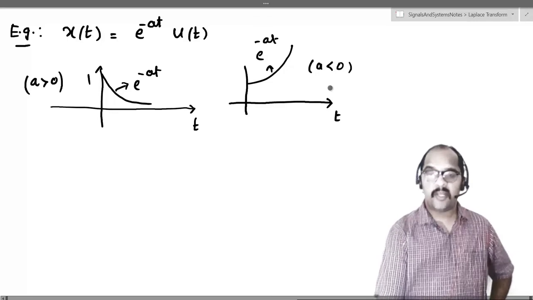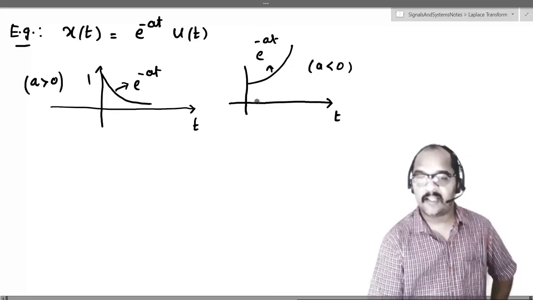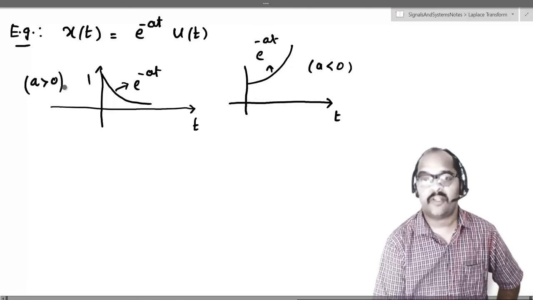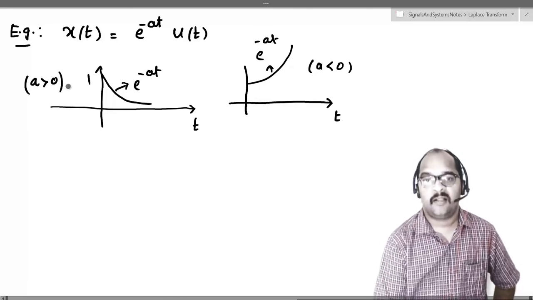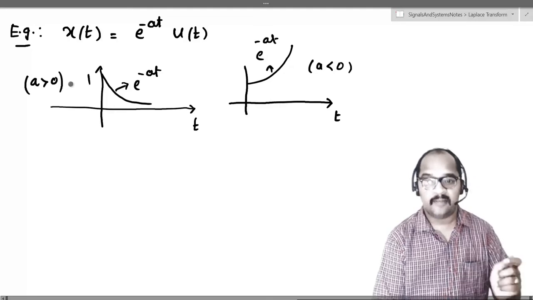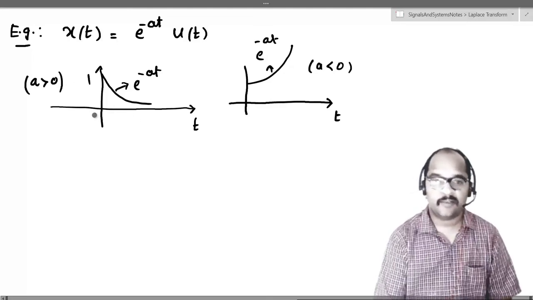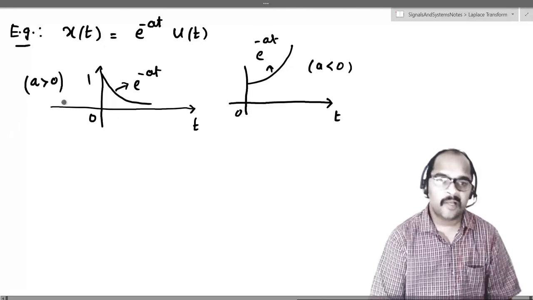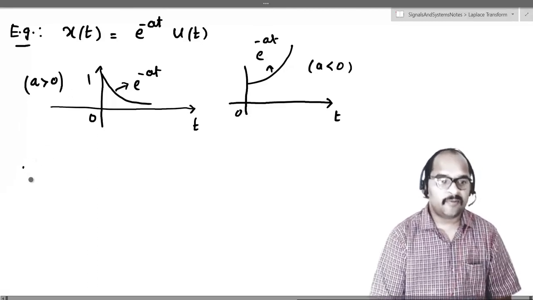For which condition does the Fourier transform exist? Only for the first condition the Fourier transform exists, but the Laplace transform exists for both the conditions. That is the beauty. Right, now let us try to find the Laplace transform of this signal.